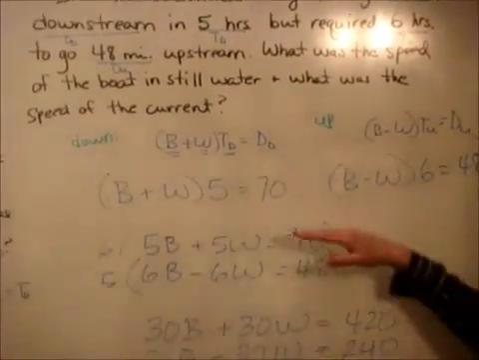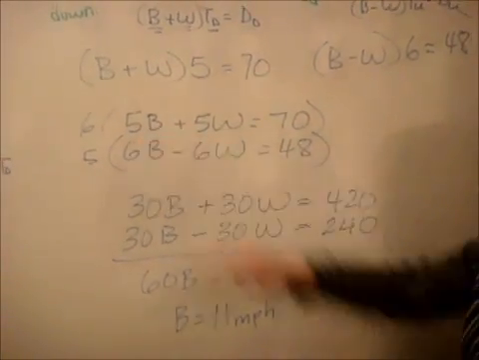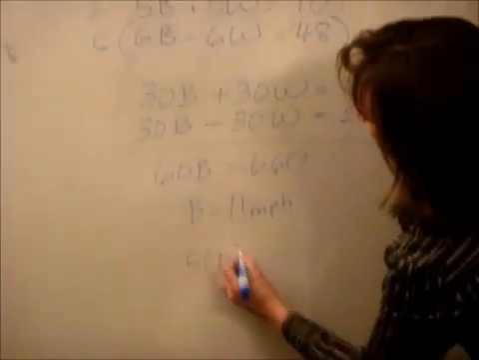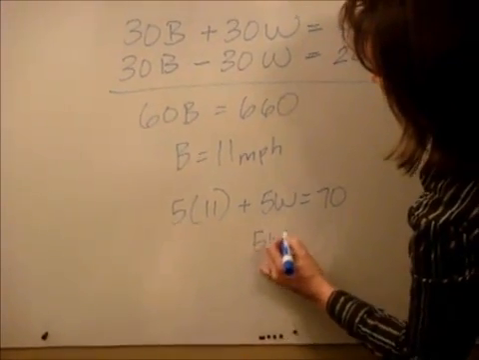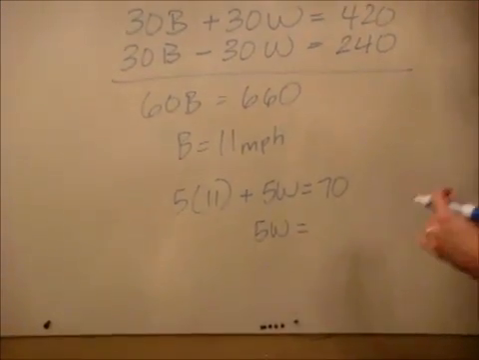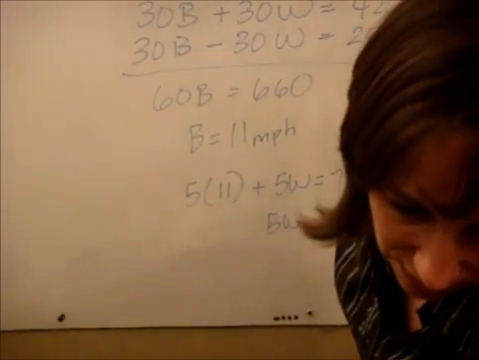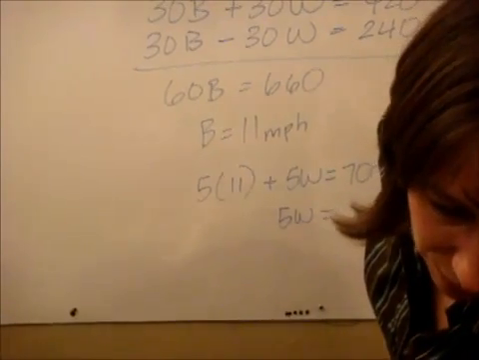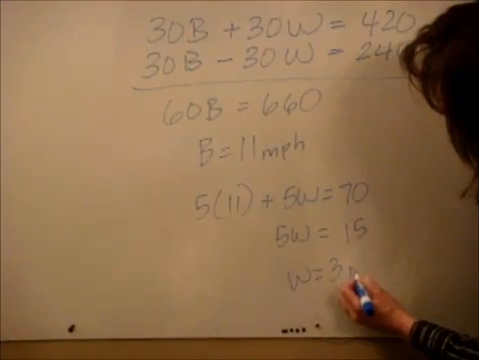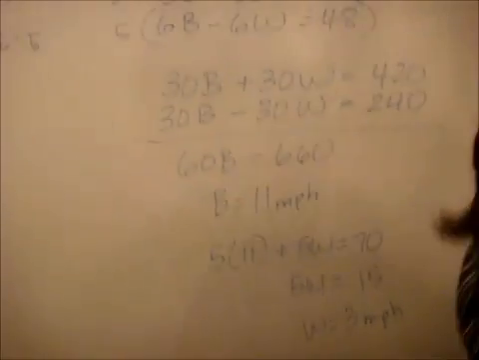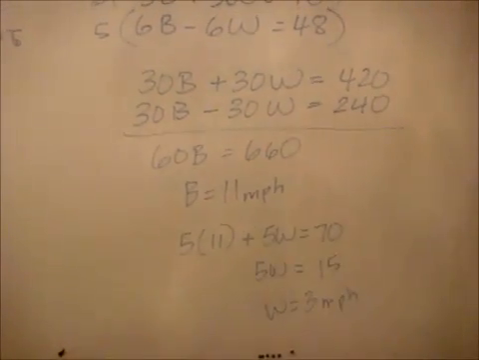Now we have to go back up. We'll go up to this equation, and we'll find our water speed. So we just put our 11 in for our boat speed. So we have 5 times 11 plus 5W equals 70. 5W equals 70 minus 55, did I do that right? Equals 15. And we get W equals 3 miles per hour. Just check that. So we have our two speeds.